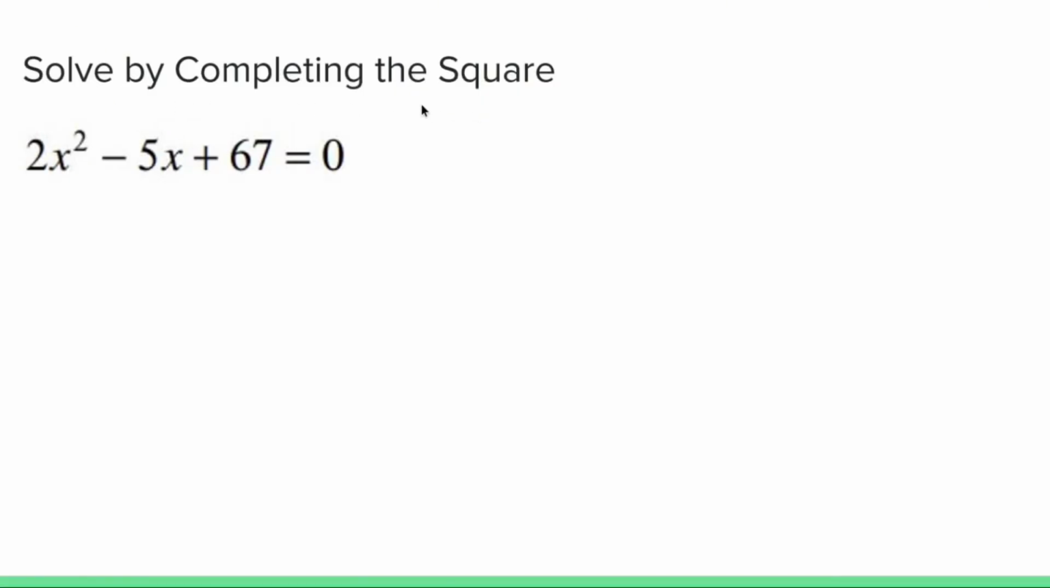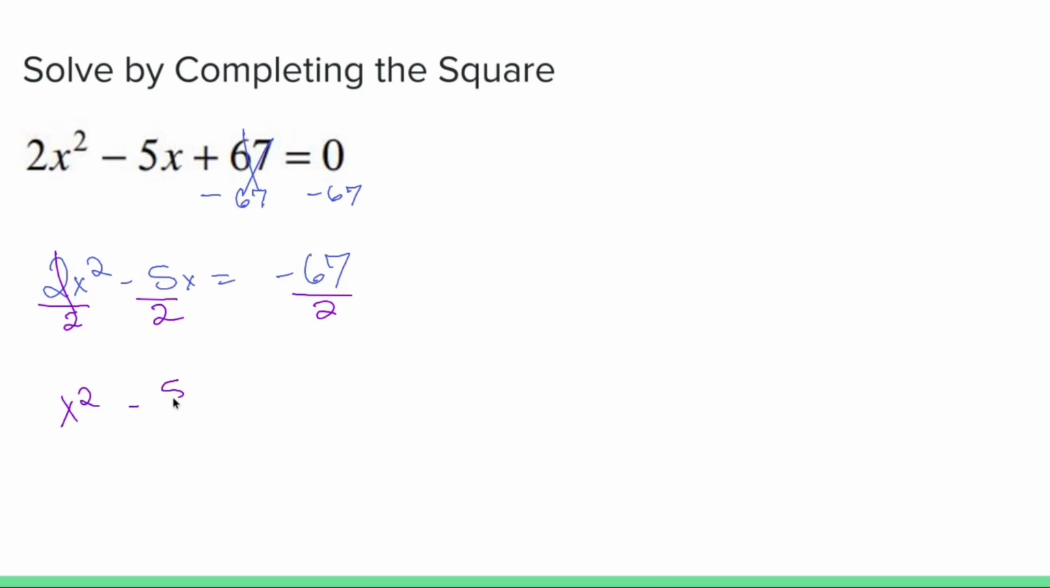Solve by completing the square. In order to solve by completing the square, what you want to do first is make sure the constant that's lingering on the left is now on the right. So let's subtract 67 from both sides. That leaves us with 2x squared minus 5x equals negative 67. The second thing I want to do is get rid of the number in front of x squared, so divide everything by 2. That leaves us with x squared minus 5 over 2 x equals negative 67 over 2.